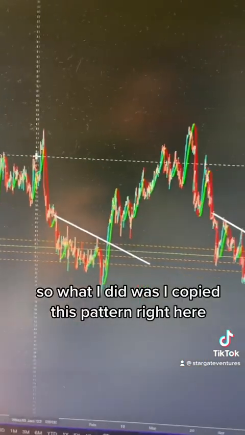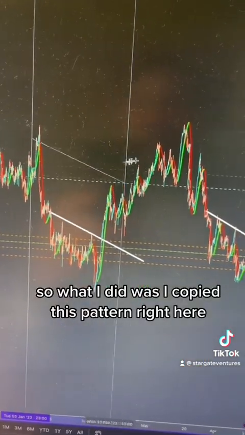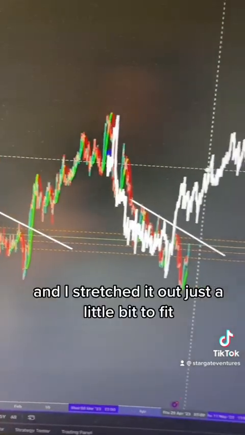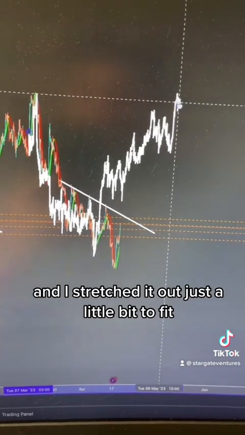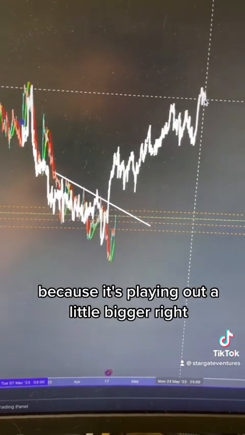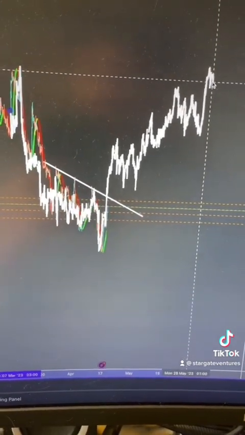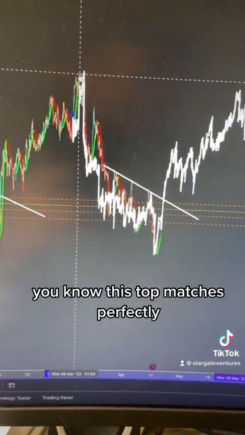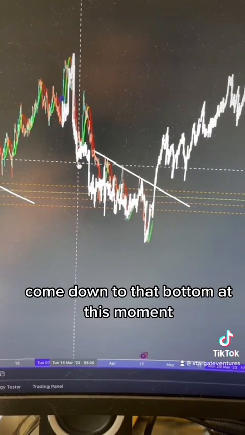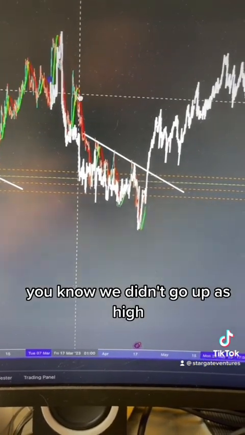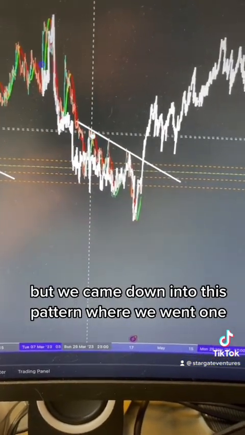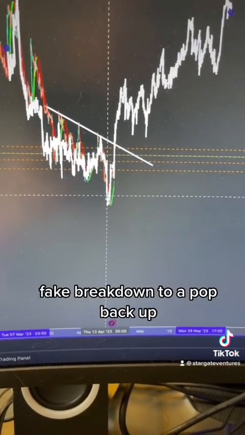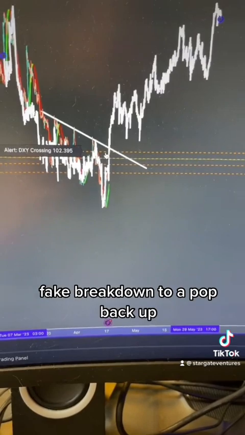So what I did was I copied this pattern right here and I just dragged it over and I stretched it out just a little bit to fit because it's playing out a little bigger, right? Just like that. And as you can see, this top matches perfectly, come down to that bottom. At this moment, we didn't go up as high, but we came down into this pattern where we went 1, 2, 3, fake breakdown to a pop back up.